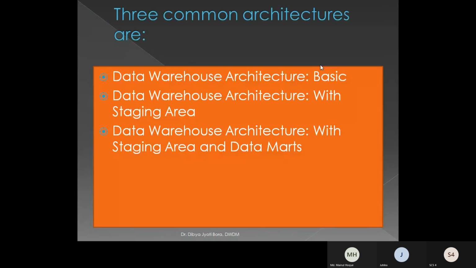Okay, so here we have three common architectures. The basic one, or you can say single tier. Then the second one, data warehouse architecture with staging area, that is two tier. And the third one, data warehouse architecture with staging area and data mart.